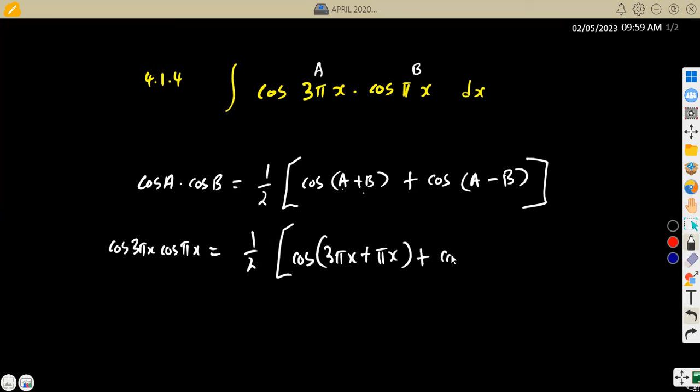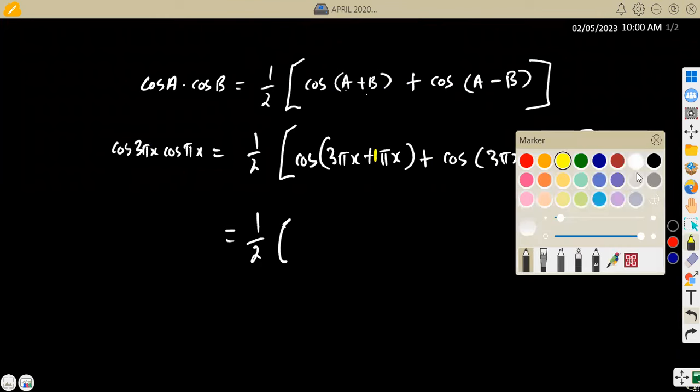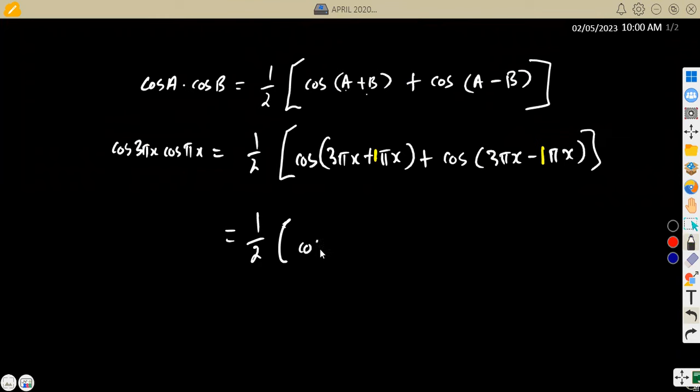Then we move on to plus cos(A minus B), where A is 3 pi x. So it's going to be 3 pi x minus pi x, okay? If we simplify this identity, we are going to obtain half of the sum: 3 plus 1, which is 4, so cos 4 pi x, plus cos of 3 minus 1, which is 2, so cos 2 pi x.